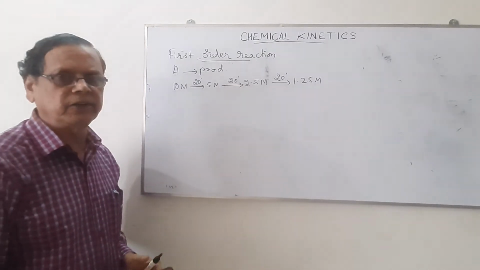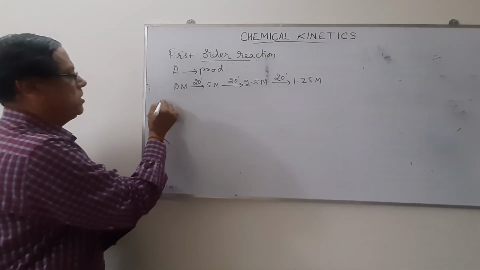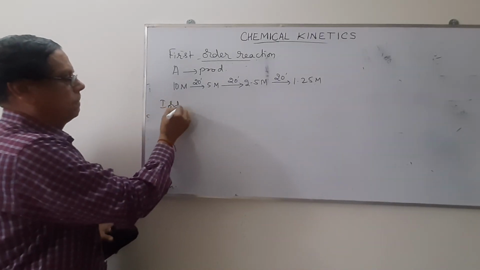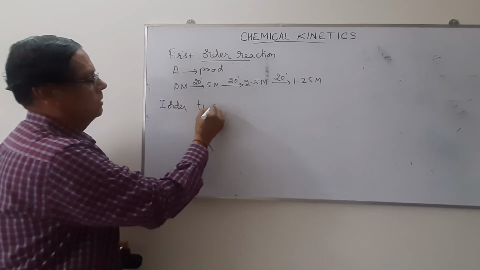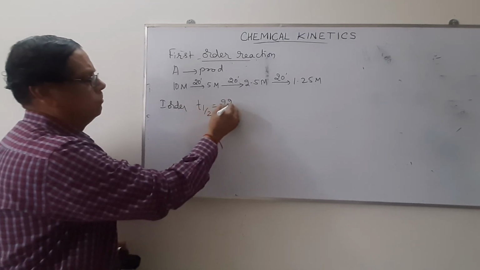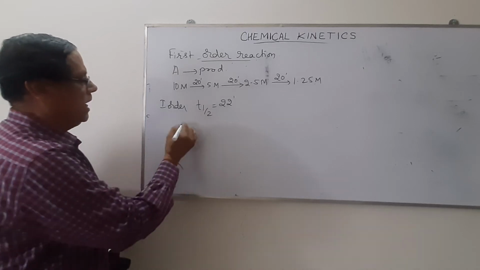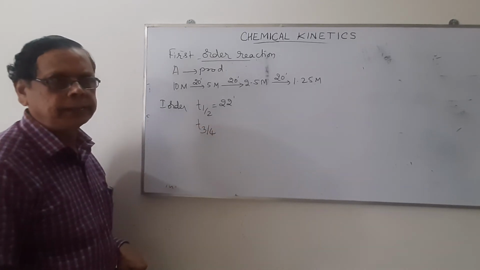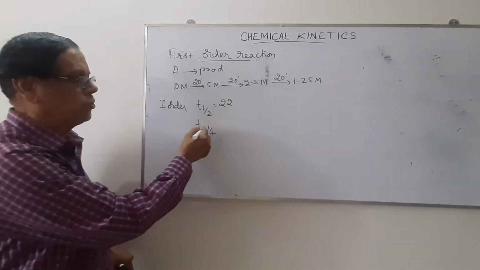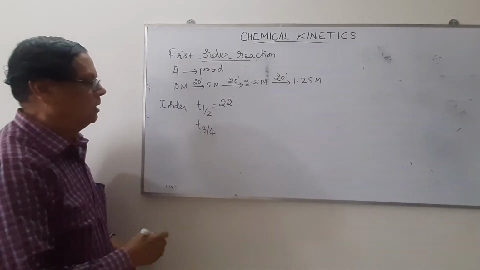There will be one question based on this. For a first order reaction, if the half-life of a reaction is 22 minutes, what is the time required for 3/4 change? This will be the usual question that is expected.